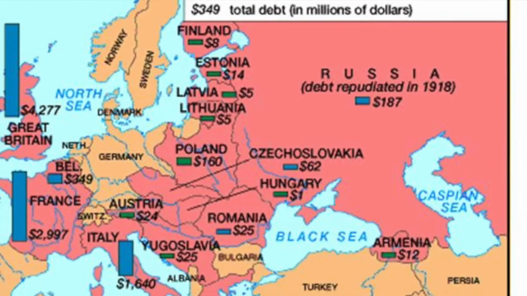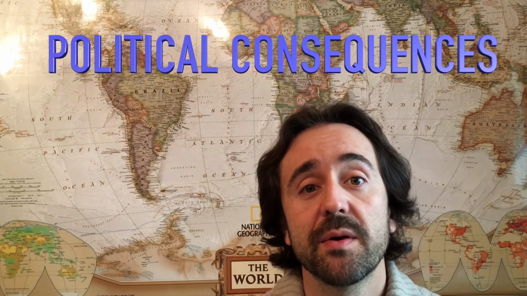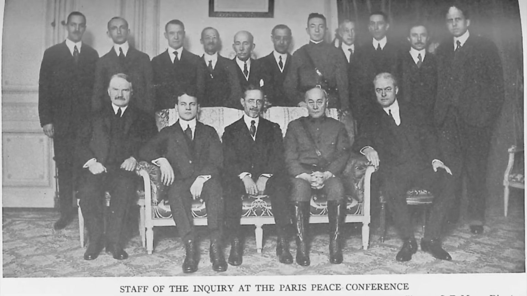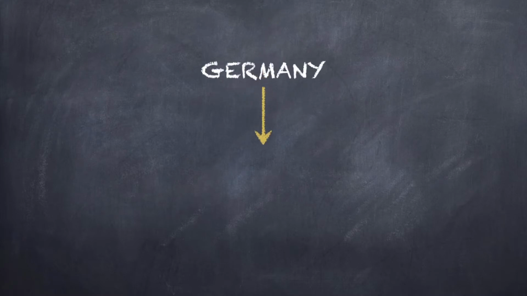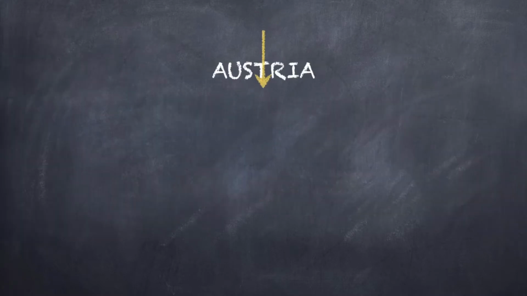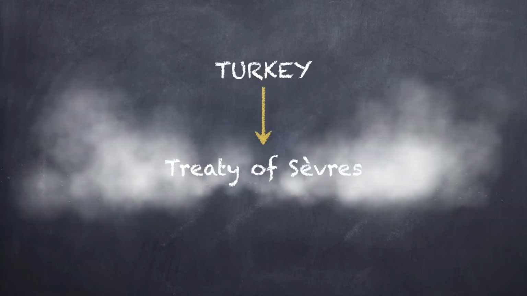very huge debt. Political consequences were established during the Paris Peace Conference. This conference was aimed at signing different peace treaties between the winner and loser countries. The Allies and Central Powers signed different treaties. These treaties were named after the towns and cities where they were signed. Versailles, it was the treaty signed with Germany, Saint-Germain with Austria, Trianon with Hungary, Sèvres with Turkey, and Neuilly with Bulgaria.